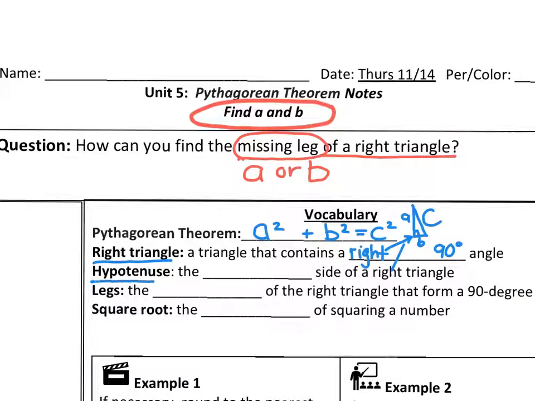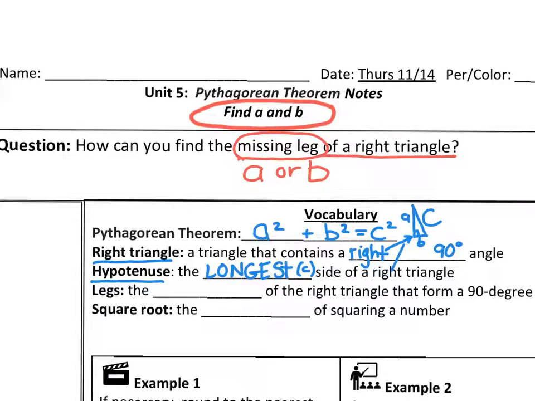Let's talk about a hypotenuse. The hypotenuse is the longest side of a right triangle. So let's go ahead and write that in. It is the longest side of the right triangle, and we call that C. So make sure you have that C there in parentheses.